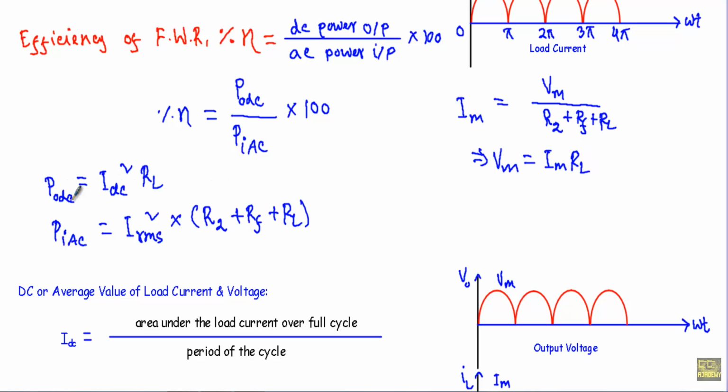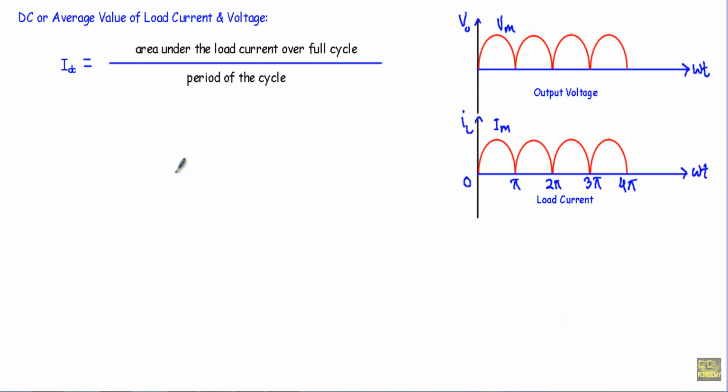Now see, to calculate PODC or output DC power, we have to calculate the DC component of the output or load current, and we have to calculate the RMS value of the AC component in the output current. Now I will show you how to calculate the DC or average value of the load current and load voltage. See, this is our load current. This load current contains both AC and DC component. Similarly, the output voltage will also contain the DC and AC components.